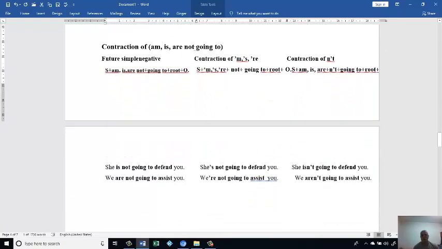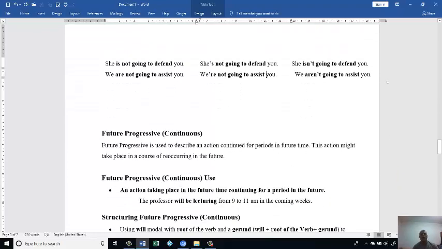Contraction with am, is, or are when we have "not going to." For example, she is not going to defend you. She's not going to defend you, or she isn't going to defend you. The difference is only the attitude of the speaker, and there is no other difference. We are not going to assist you. We're not going to assist you. Then we say we aren't going to assist you. That's how we make a contraction.